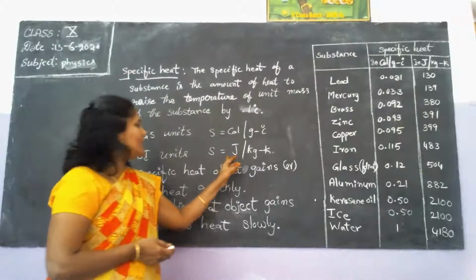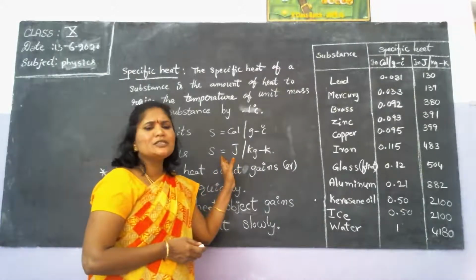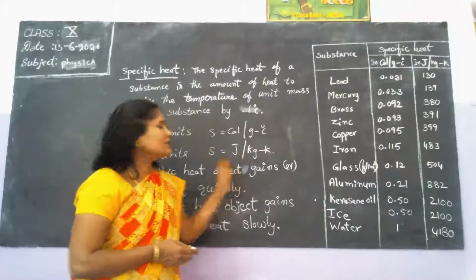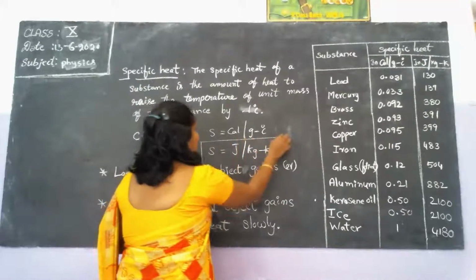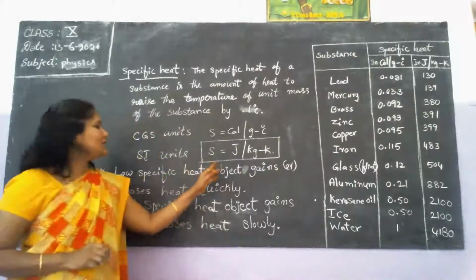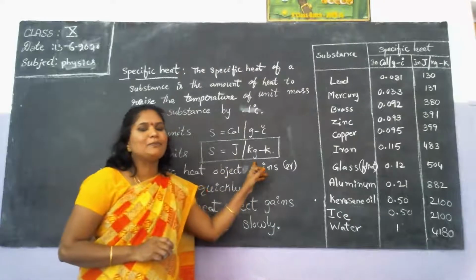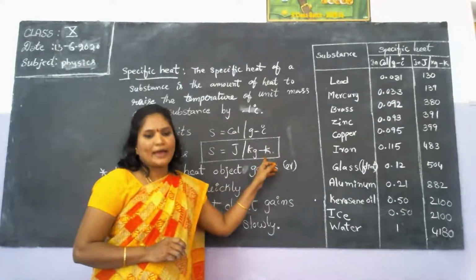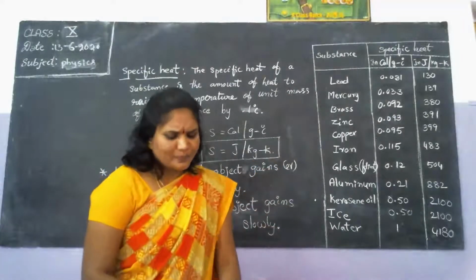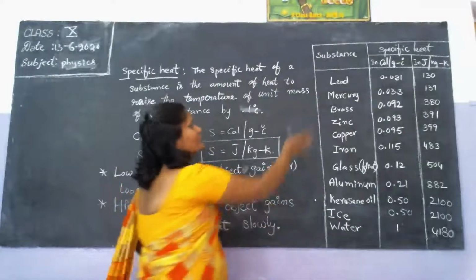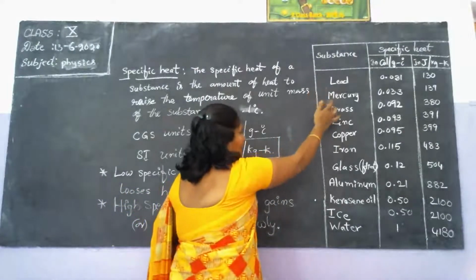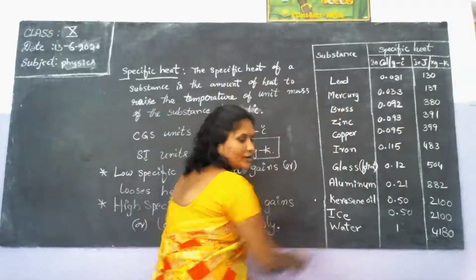They will ask in the examination what the SI unit of specific heat is. This is the SI unit of specific heat: joules per kg kelvin. So here you observe lead, mercury, and water.